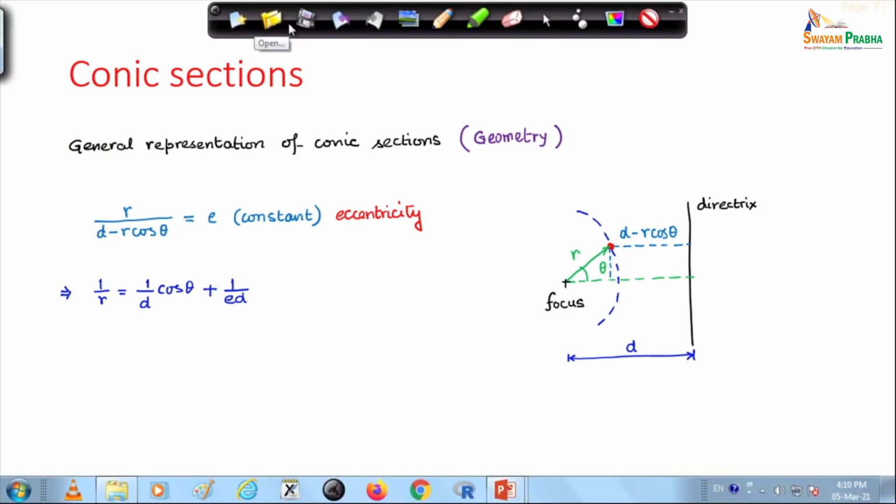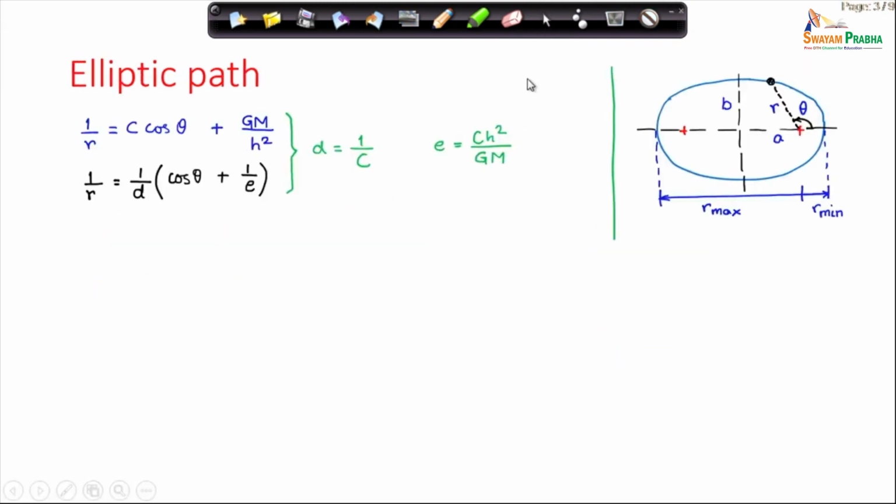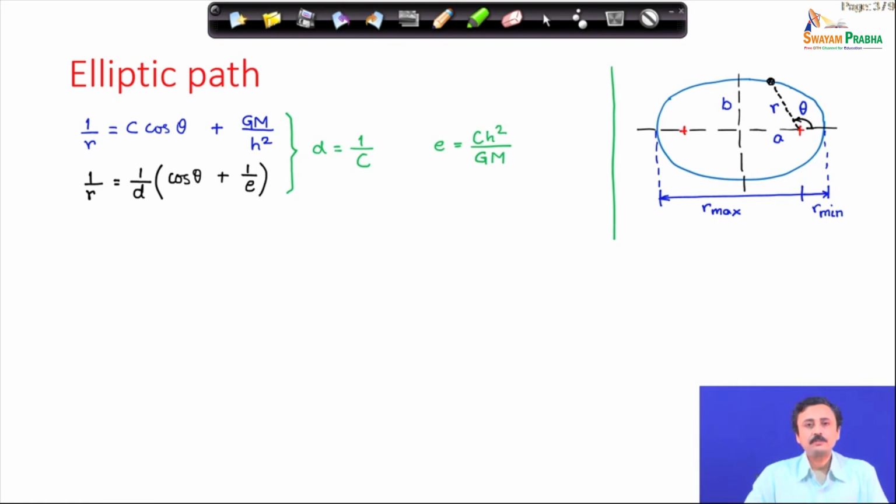Then we looked at the conic sections and compared the solutions with the conic sections, and looked at the circular path. So, this was all covered in the previous lecture. Today, in this lecture, we are going to start with the elliptic path.